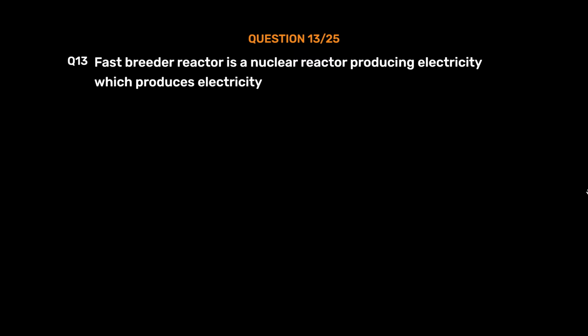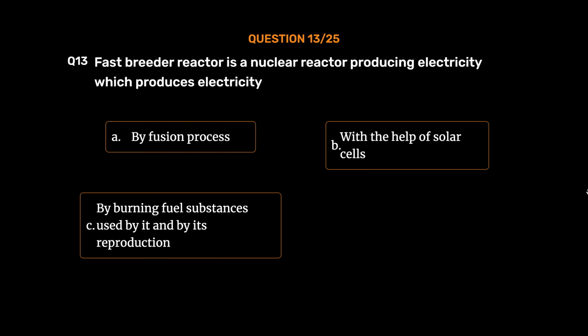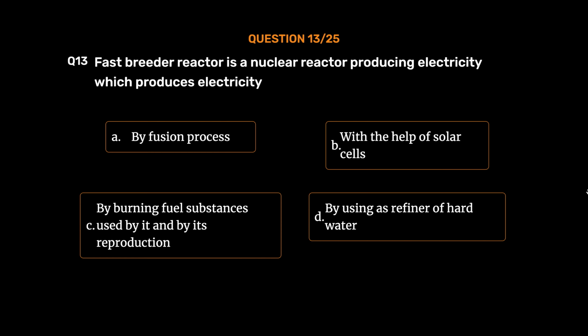Question number 13. Fast breeder reactor is a nuclear reactor producing electricity which produces electricity. Option A. By fusion process. Option B. With the help of solar cells. Option C. By burning fuel substances used by it and by its reproduction. Option D. By using as refiner of hard water. The correct answer is Option C. By burning fuel substances used by it and by its reproduction.